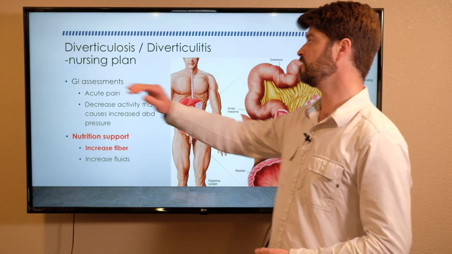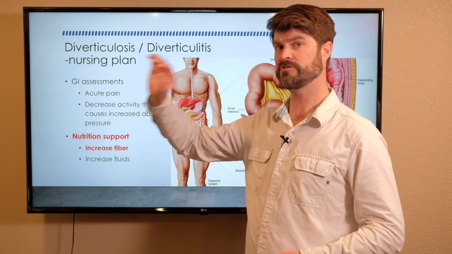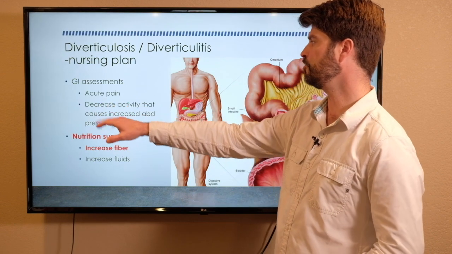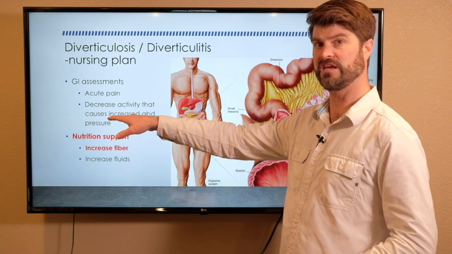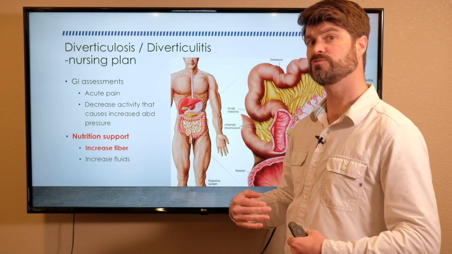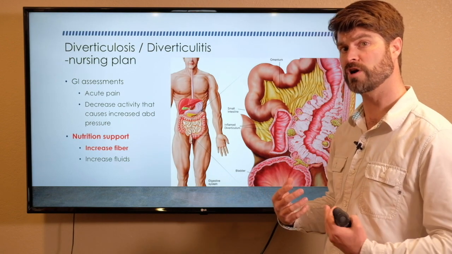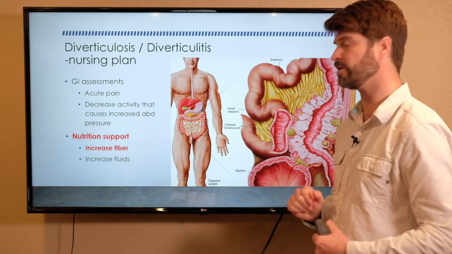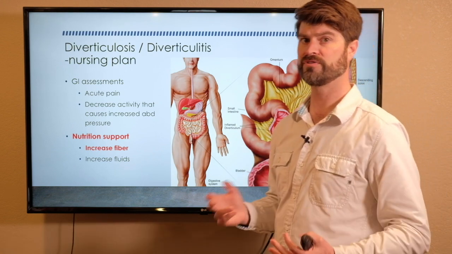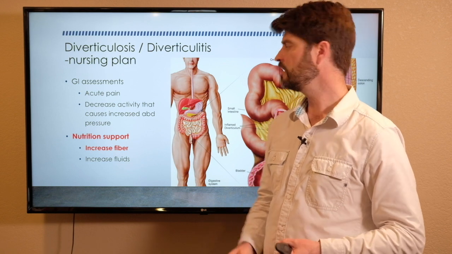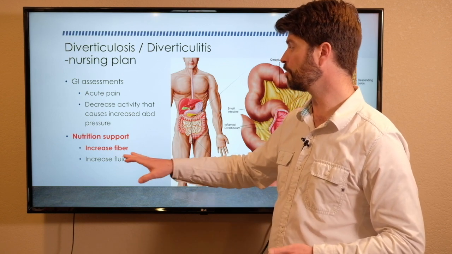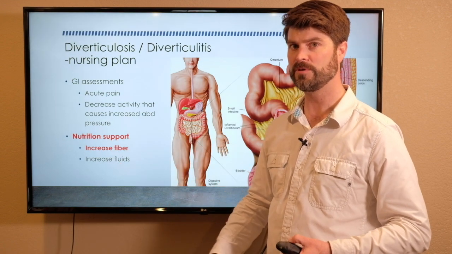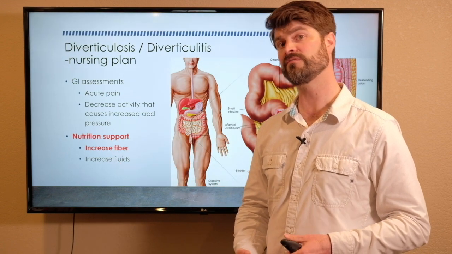So our nursing plan, GI assessments. We're going to plan to do a lot of GI assessments on our patients, looking for things like acute pain, decreased bowel activity, because we don't want to see any of these obstructions or partial obstructions start to really dilate the colon, which can lead to further development of diverticulosis pockets in the colon. Also, nutritional support. Low fiber diets tend to be more associated with the development of diverticulosis.